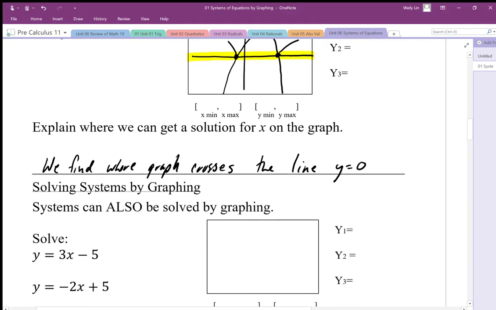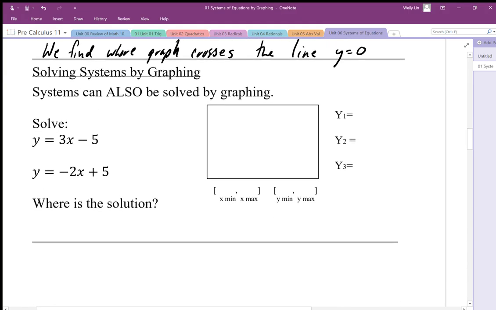So how does this differ when we solve a system by graphing? A system involves two equations. If I have an equation y equals 3x minus 5, I'm going to have a graph with a slope of 3, going like that. And I have another equation, negative 2x plus 5, which is going to have a slightly smaller slope, going through 5 like that.